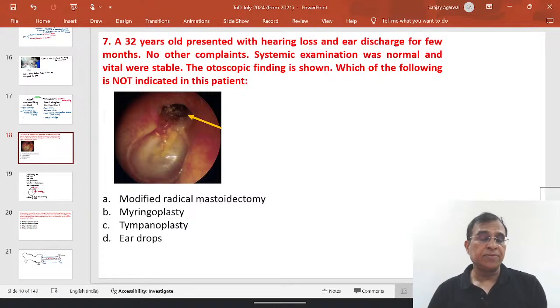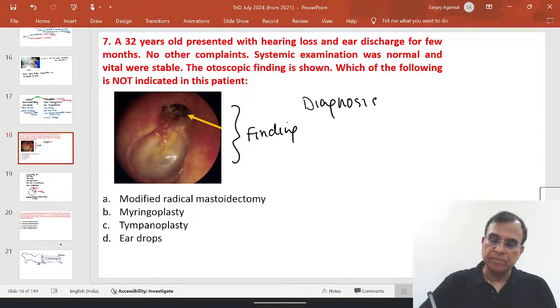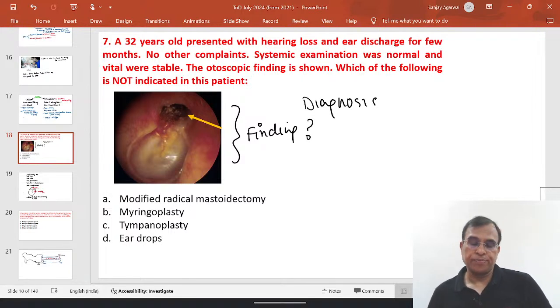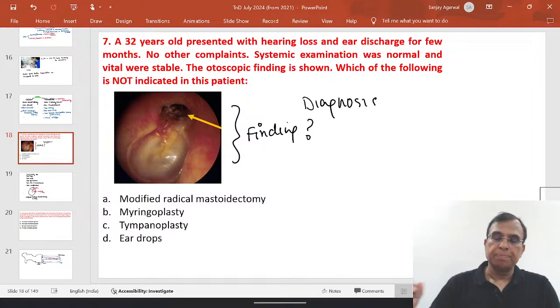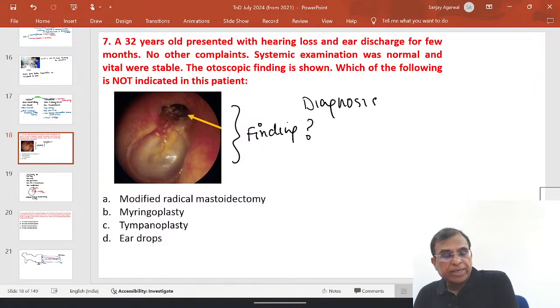So what is the diagnosis, guys? And what is the finding? Describe the finding and give me the diagnosis first. Then we'll come to the answer. Because here the image is very important. In this particular case, the image is very important because that will give you the diagnosis. So I want you to write the finding and make a diagnosis.